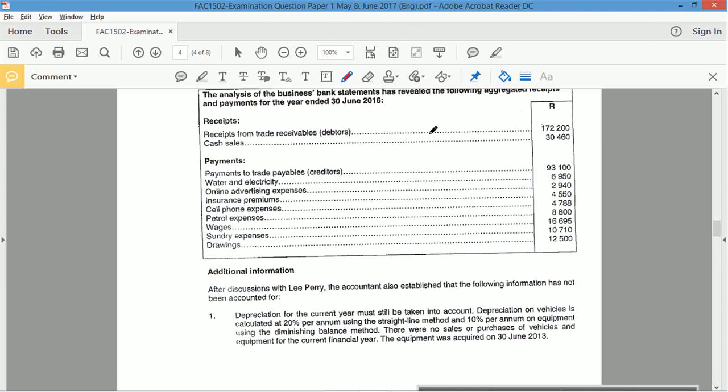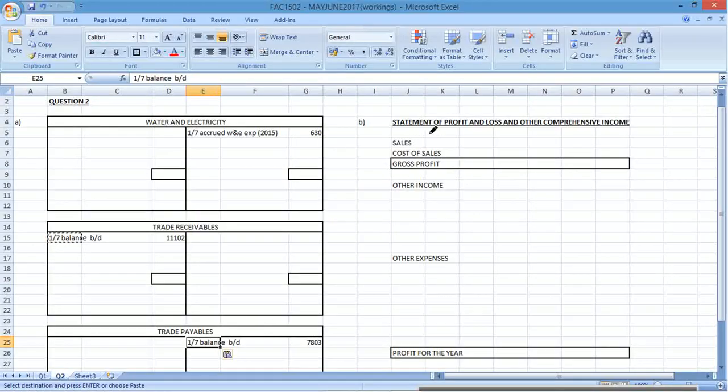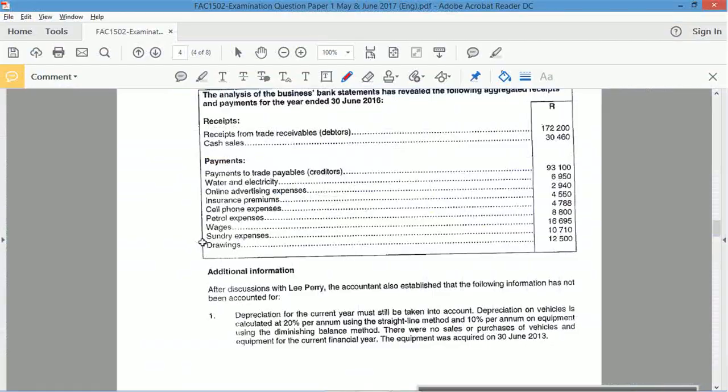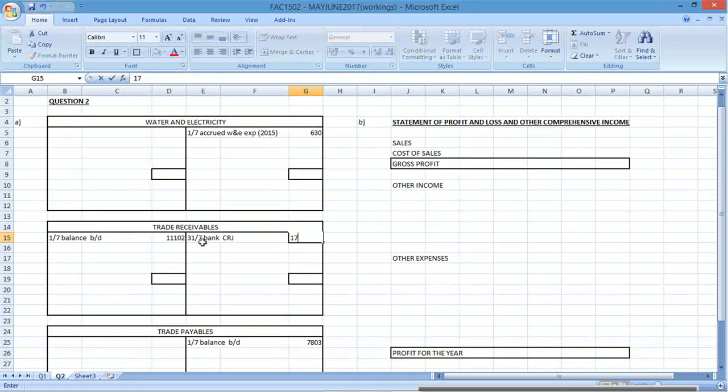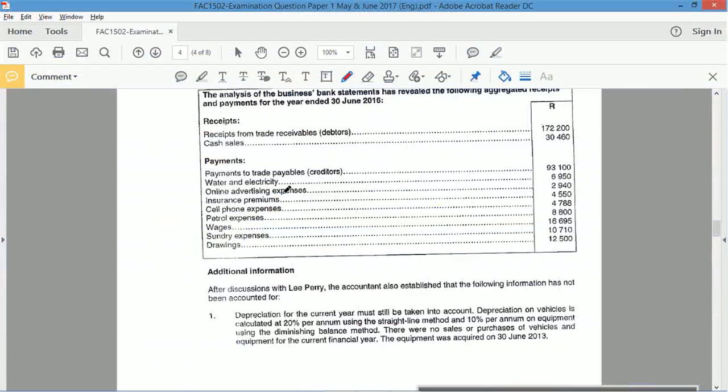So when debtors pay, you increase their debtors? Oh, you decrease the debtors. Yes. Increase bank. Correct. Bank goes up, debtors goes down. 31st of the 7th, bank, CRJ. How much? 172? 200. 200.